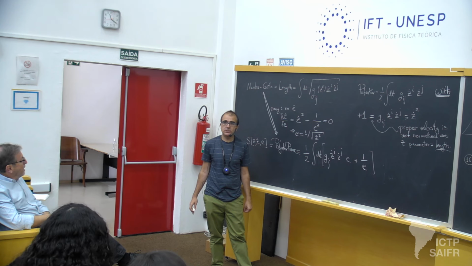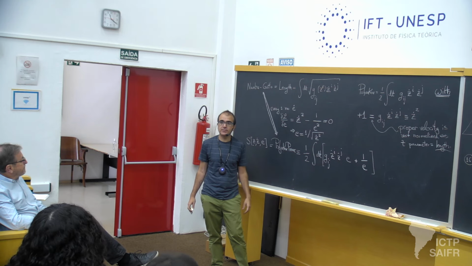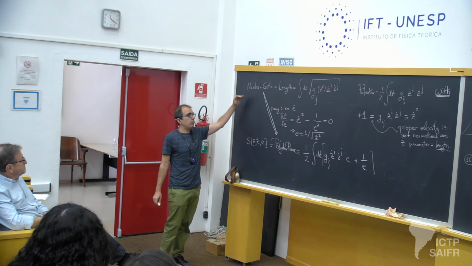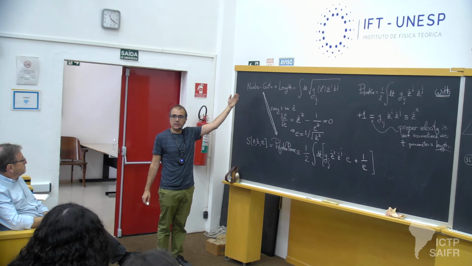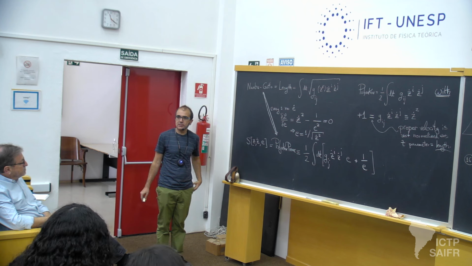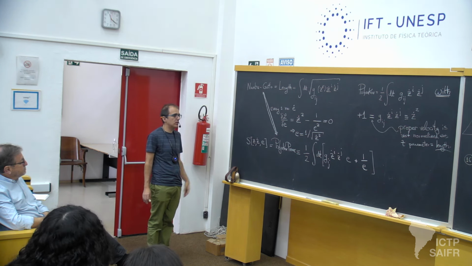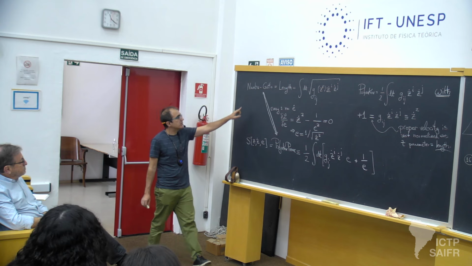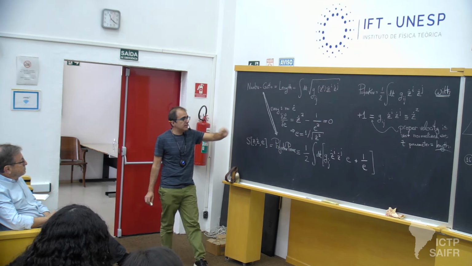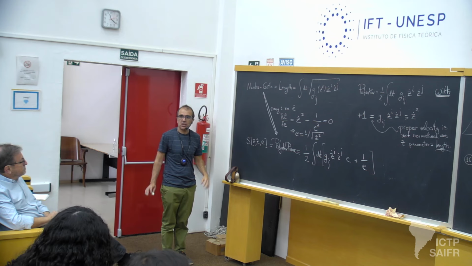No, because your starting point is not obviously a length of a curve. Besides, it would be included in what I'm doing, because what I'm doing is true for any space. So it will not be a derivation, and if it were, it would be included here. Okay, so we saw that these actions are equivalent because E is not dynamical, and if I eliminate it, I go back to Nambu-Goto.